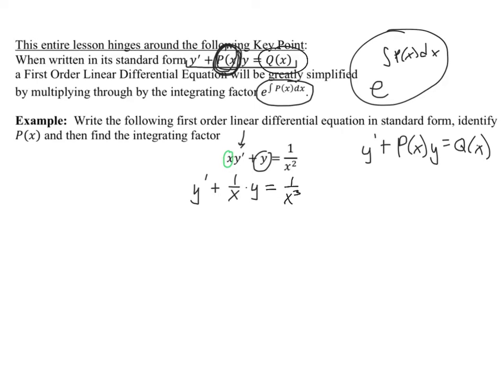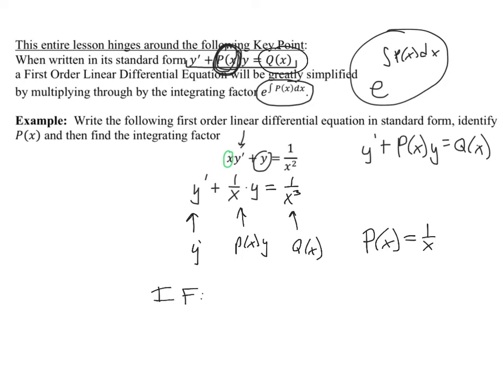Okay, at this point we're in standard form. I now have y prime, here I have p of x times y, and over here I have q of x. So at this point it should be really clear to us that p of x is 1 over x. And the last thing that this example wanted us to do is find that integrating factor.